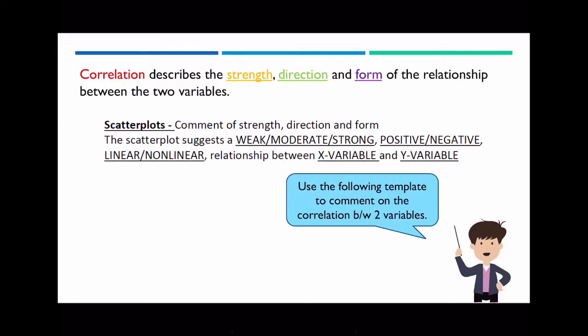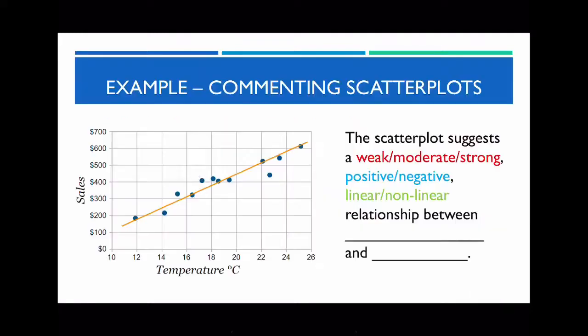Now, most of the questions ask you to comment on the correlation between two sets of variables or two sets of data. So I provided a template for you already, and you need to use this template in order to comment on the strength, direction, as well as the form. We're going to be looking at examples over here of where you could apply this particular template.